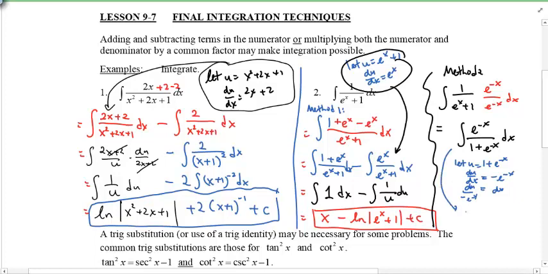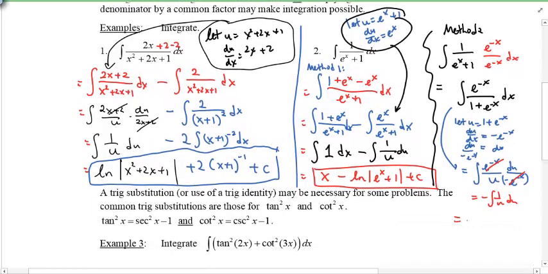So this just becomes e to the negative x over u, du over e to the negative x with a negative. Divide out, a negative 1 over u du. That's nice because that just gives us natural log of 1 plus e to the negative x plus c.